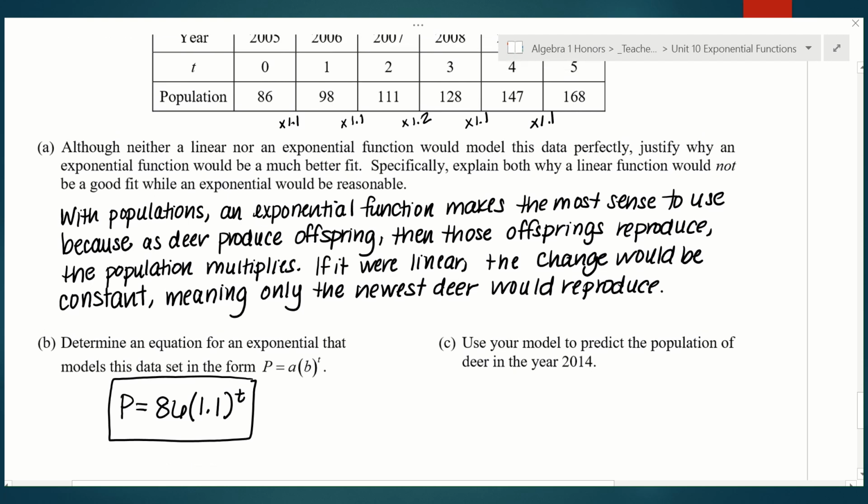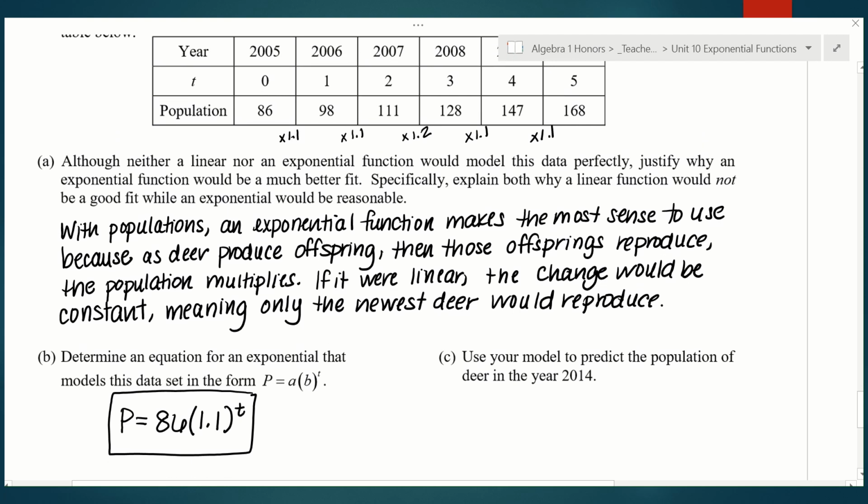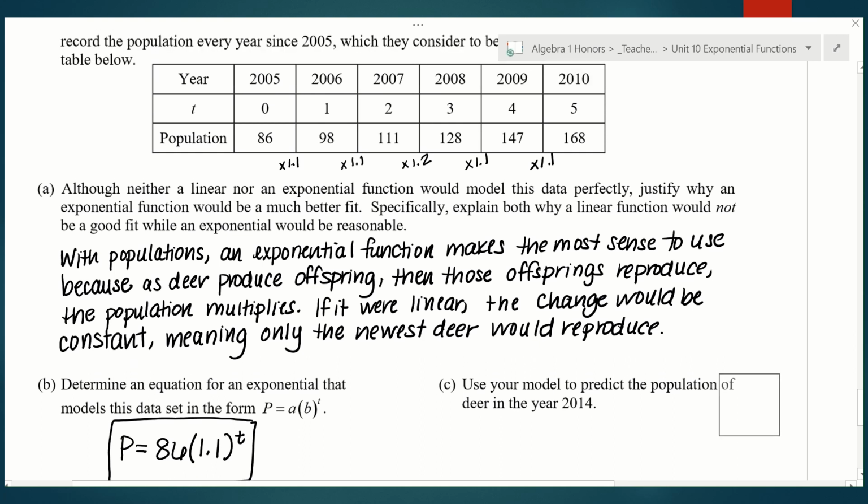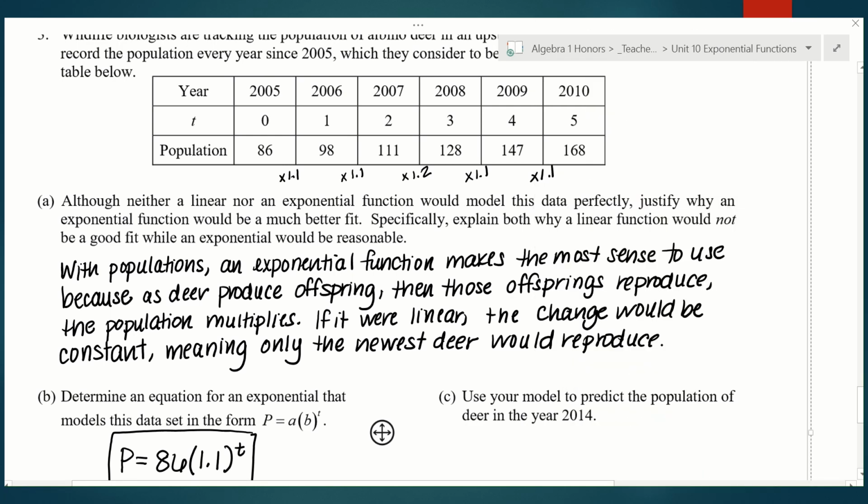Okay, now it says to use your model to predict the population of deer in the year 2014. Okay, so if I were to continue this table all the way out to 2014, we could predict this. Now it says to use our equations, so let's do that. But the first thing we have to figure out is what is t in the year 2014. Okay, so if I just go back up here, 2011 would be 6. 2012 would be 7. 2013 would be 8. So 2014 would mean t is equal to 9.